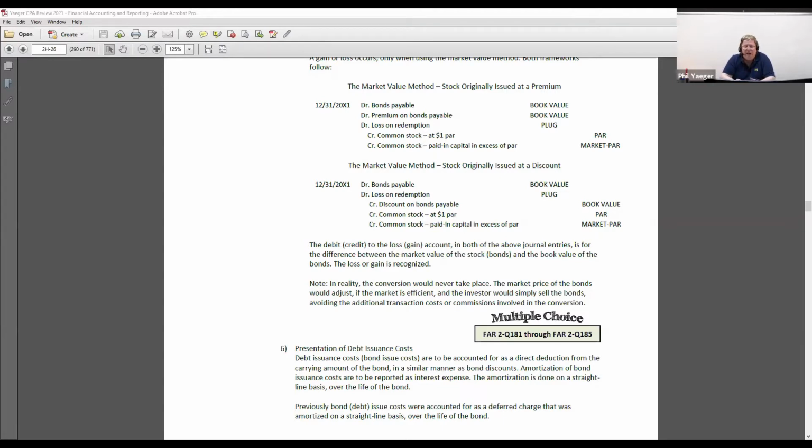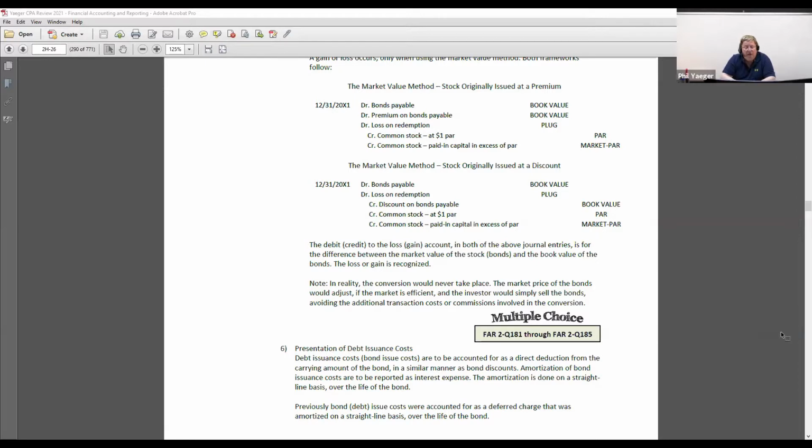By the way, what type of account is loss on redemption of stock? Ordinary, extraordinary, what is it? Ordinary. Remember, there are no extraordinary gains or losses, right? And then it just says under these two journal entries, the debit or credit to the loss or gain in both of the above journal entries is for the difference in the market value of the stock and the book value of the bonds. Well, it's generally the market value of the stock that you're converting to, and the book value of the bonds. Do you see that? The loss or gain is recognized.